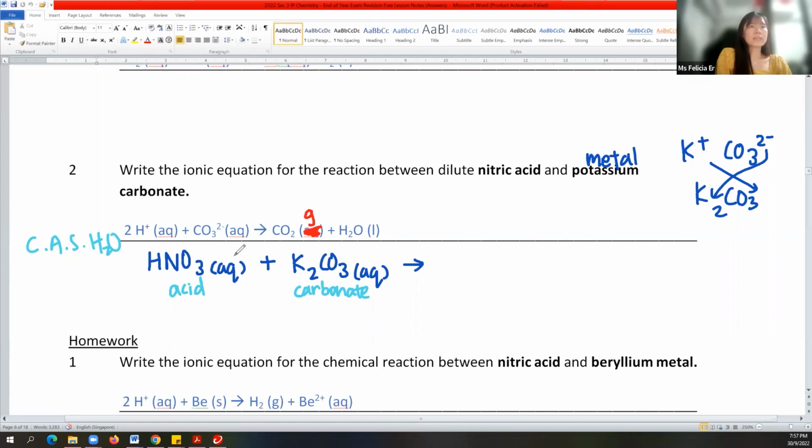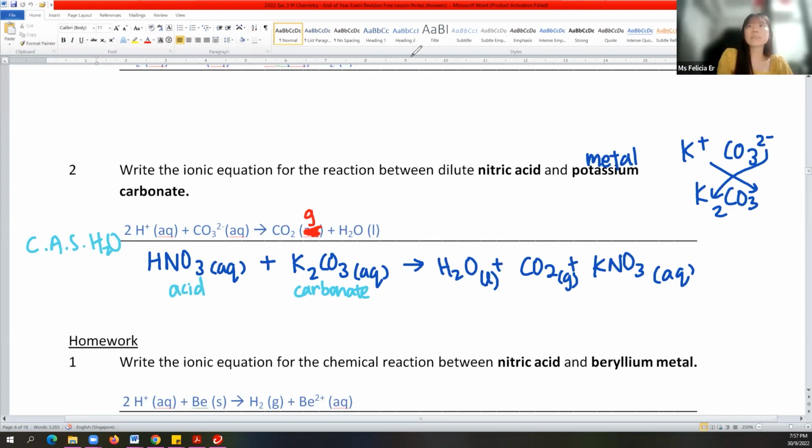So acid plus carbonate, CASH, you get salt. Maybe I write H2O first, since it's easier. And carbonate sure got carbon dioxide. What is my S? My S is the salt. The salt will be the leftovers, which will be potassium and nitrate. Next, all of them must have state symbols. Gas is G, this is aqueous. Then next, only aqueous, you then break into ions.